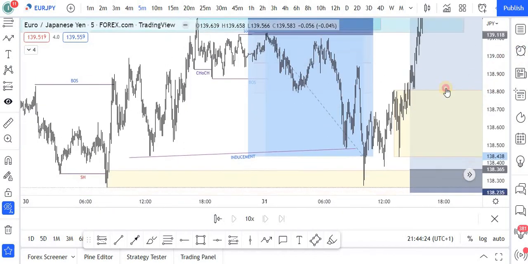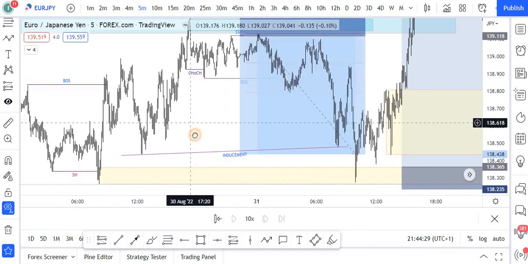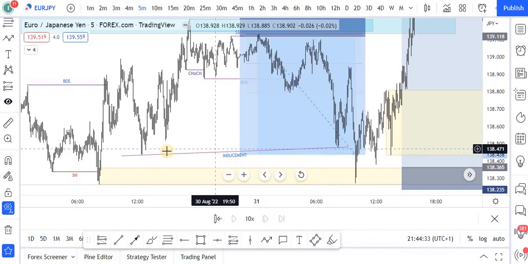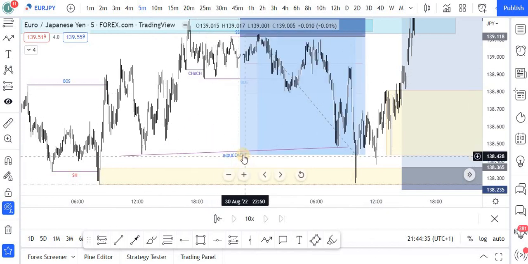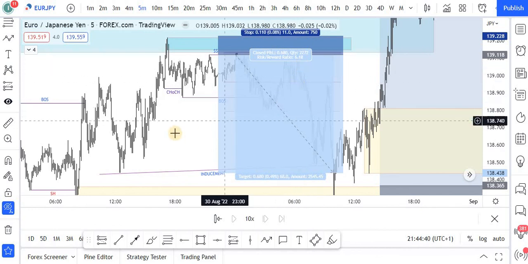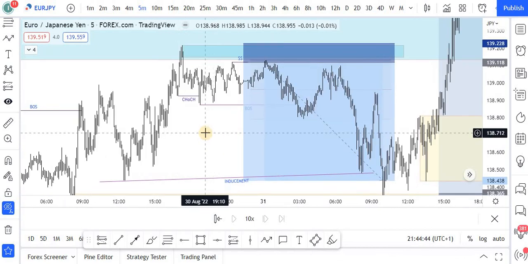And what's going to be your target? This is actually a liquidity inducement to this POI, so you could suspect that price can get here at least before going up higher, so you can use it as your target. And you can see you have 6.18, approximately 6. I hope that is clear.